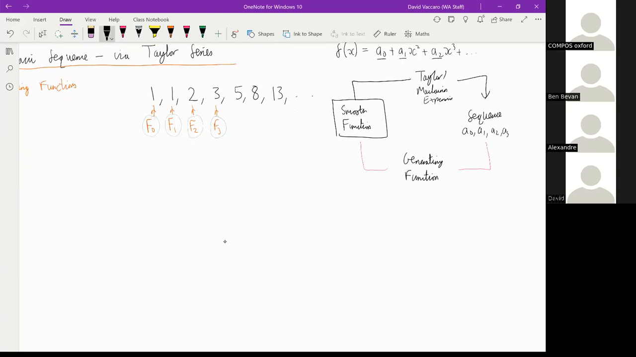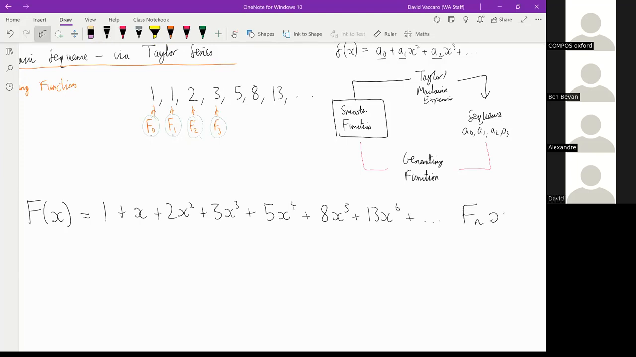So what I'm going to do is define a function, and I'll just call it f of x. And the coefficients of powers of x are going to be my Fibonacci sequence. So f of x is going to be 1 plus x plus 2x squared plus 3x cubed plus 5x^4 plus 8x^5 plus 13x^6 plus ... f_n x^n.